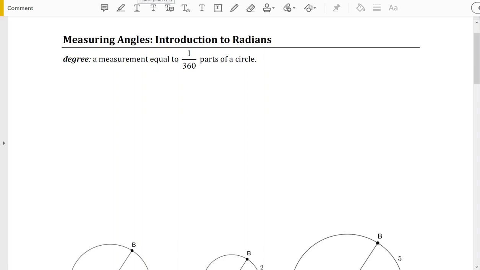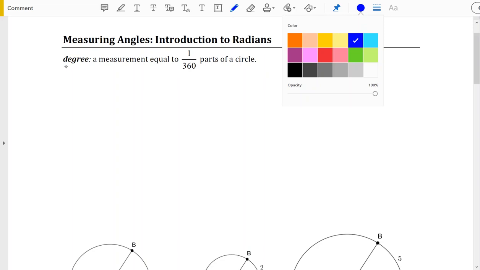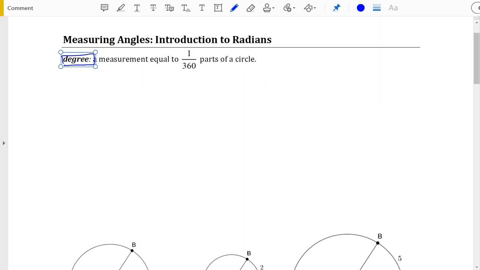Today we're going to talk a bit about measuring angles. And up until this point in your math career, you have been used to measuring angles using a unit of measurement called a degree. And a degree is simply 1 out of 360 parts of a circle. And that's based upon the knowledge that a circle is 360 degrees.